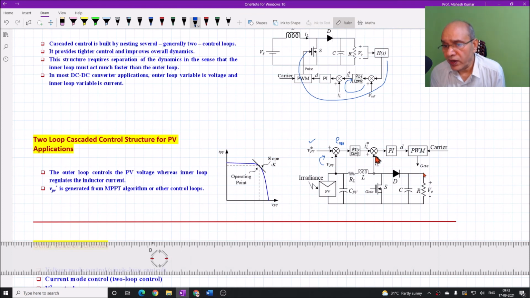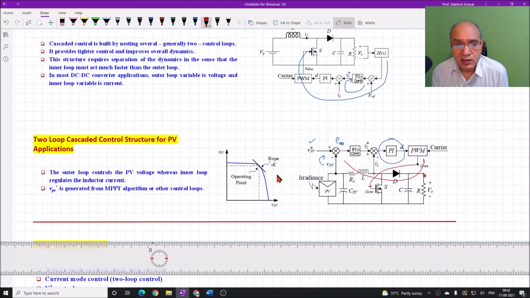Then the inner current loop here, this inner current loop, this one. This is the outer voltage control loop, and then PWM block and carrier, and finally the gate comes back here. Similarly, we can use these schemes for any other applications where you want to either regulate the voltage or you want to extract the maximum power from some energy resources.